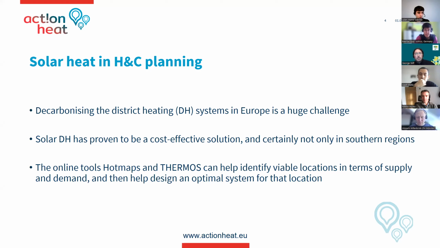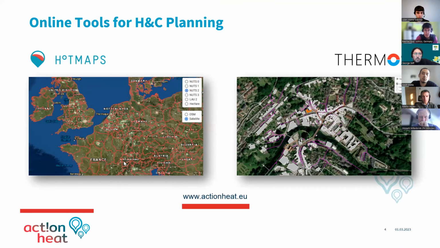I was saying that having solar district heating can be a very good solution because it has proven to be very cost effective. And the online tools, Hotmaps and Thermos that I just mentioned, can help identify viable locations in terms of supply and demand, viable locations for installing these solar heat systems, and then they can help us design an optimal district heating network using this source of energy.